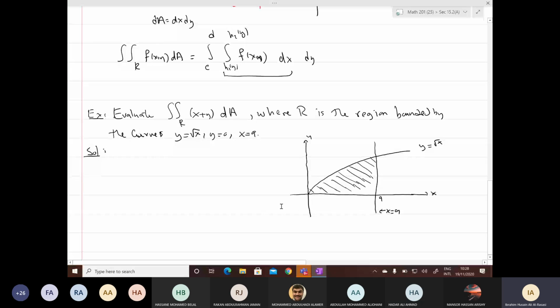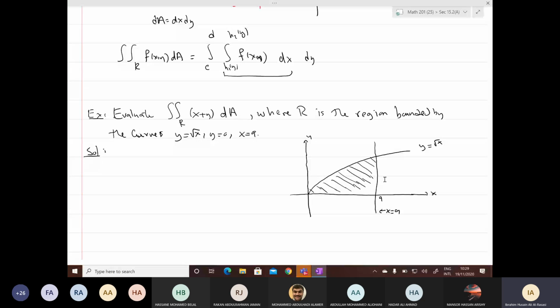If it is type 1, what is the equation of the lower curve? Y equals 0. What is the equation of the upper curve? Y equals the square root of x. It is very simple, lower and upper. If it is type 2, what is the left curve? Root x. What about the right curve? X equals 9. It is both, in fact. But don't worry, as we go on, things become clearer.